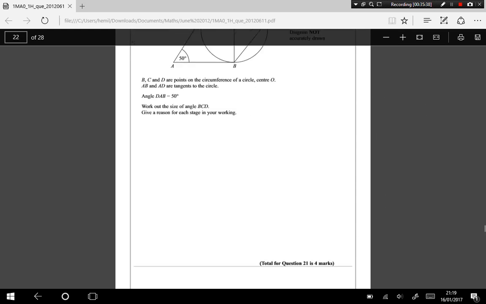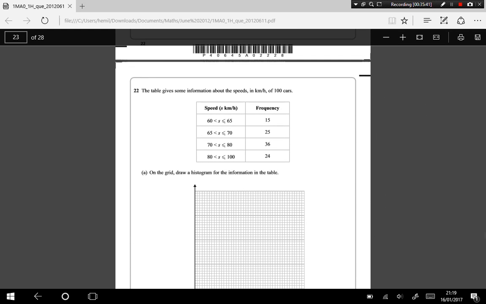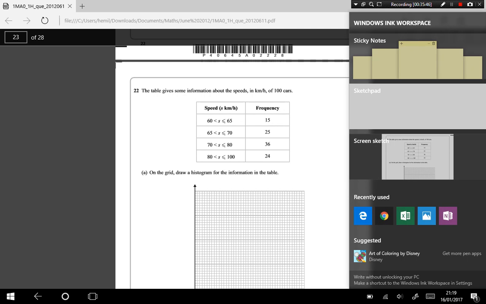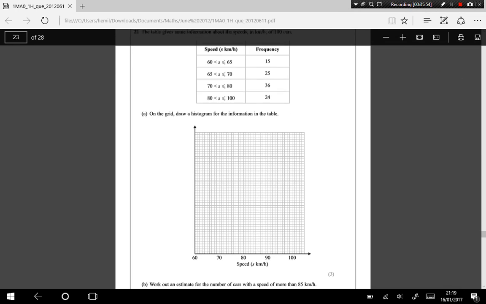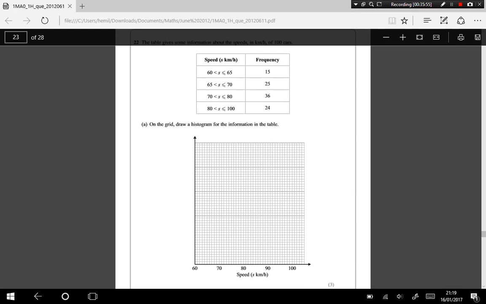So now we are on question 22. And it's only been 35 minutes in this video. And we've already done most of the paper. Which shows that it's not a very hard paper compared to the new spec. Okay, let me scroll down a little so I can have space to draw it.